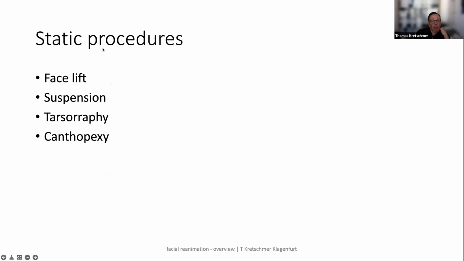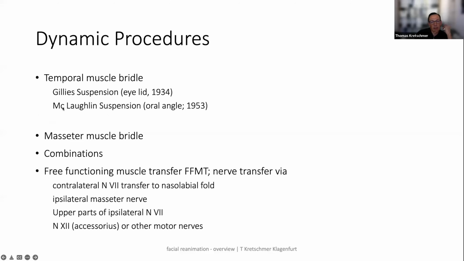So if we talk about static procedures to actually lift the denervated structures, you will later on hear about facelift, suspension, tarsorrhaphy, and cantopexy. So this is just to already have it in mind. And then we have dynamic procedures, meaning muscles that will contract and give you an active movement.